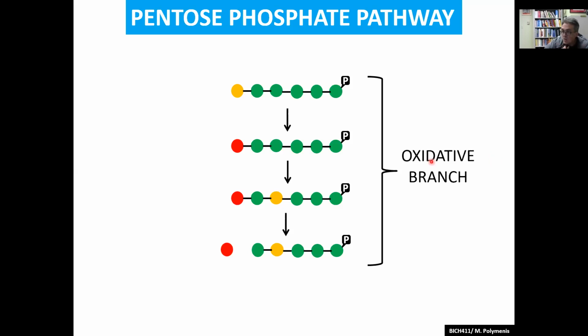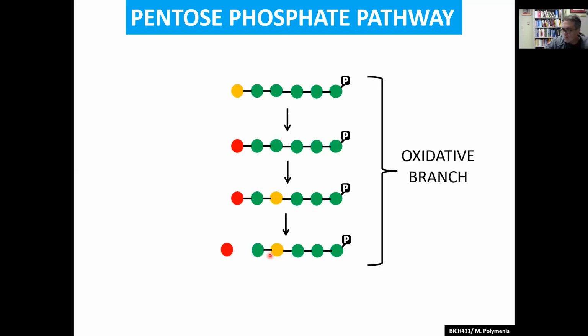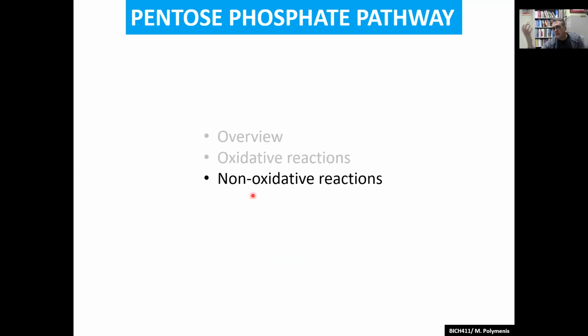So the name describing these reactions as an oxidative branch of the pentose phosphate pathway is very accurate. Here are your oxidations. We'll stop at this point, and then we'll see what happens. I mean, that's the mystery. What happens to this 5-carbon unit that we have? And we'll see that in another video on the non-oxidative reactions of the pentose phosphate pathway.